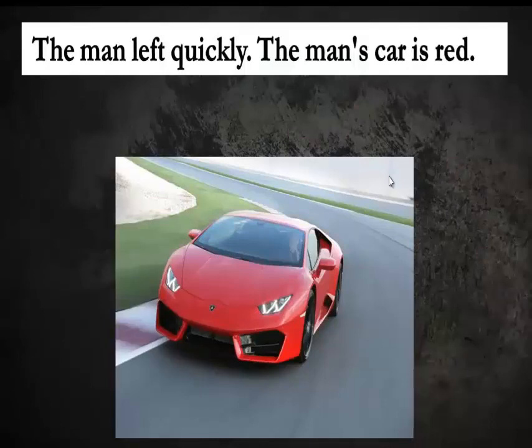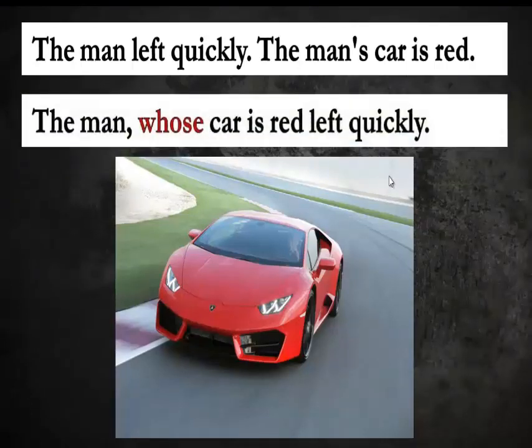Example number 3, the man left quickly. The man's car is red. This is for possession. Here we can use whose. The answer here: the man, comma, whose car is red, left quickly.